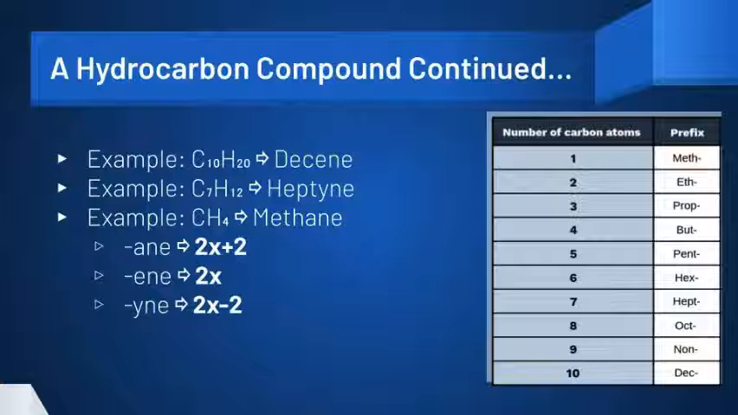For this last example, we have CH4. Now we have 1 carbon atom, and that will mean we will get the prefix meth. Our number of hydrogen atoms looks to be greater than 2 times that of our carbon atoms. Therefore, it will be ane, because 1 times 2 is 2, plus 2 is 4. So this hydrocarbon is named methane. This concludes Intro to Nomenclature.